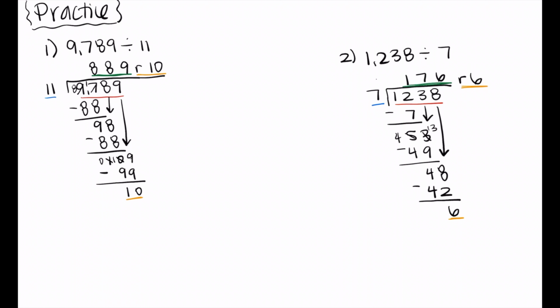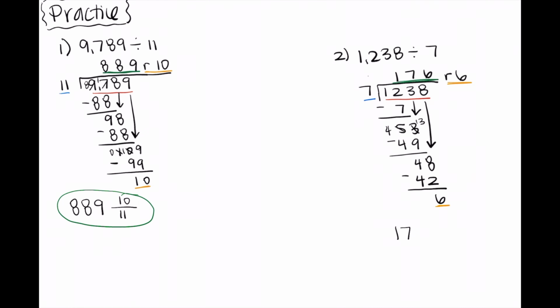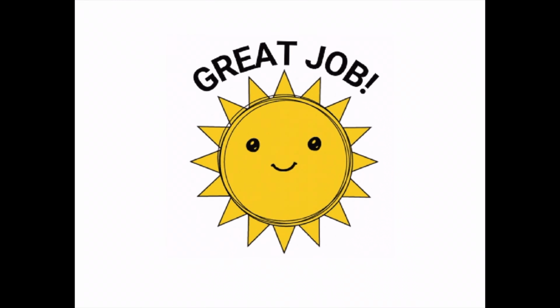So we're going to go through now and see which method works for the other 2 practice problems we did. Now, 11, that denominator will give us a repeating decimal. So what we're going to do is we'll just write our answer as a fraction. For number 1, it would be 889 and 10/11. We'll do the same method for number 2 because 6/7 is a very, very long decimal. So what we will do is we will just write 176, and we will let our remainder be the 6/7, right? So that would be our answer for our last problem.